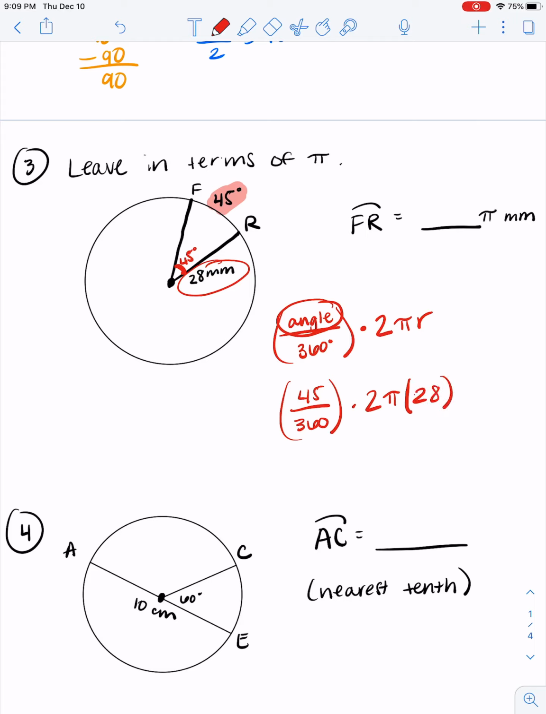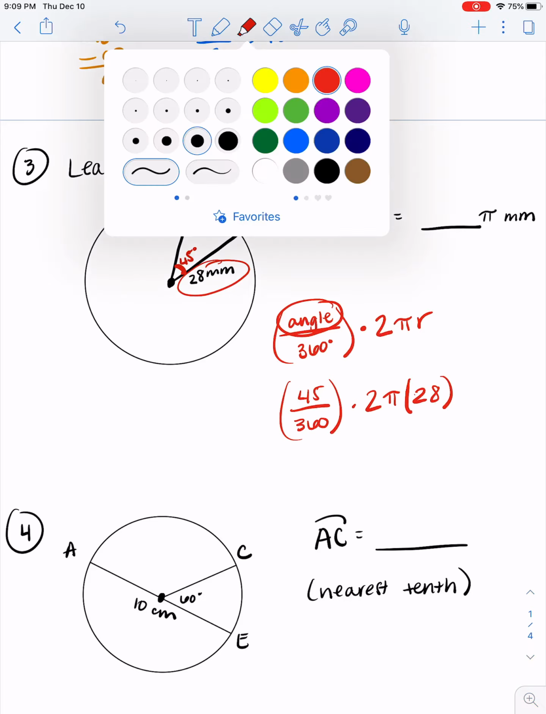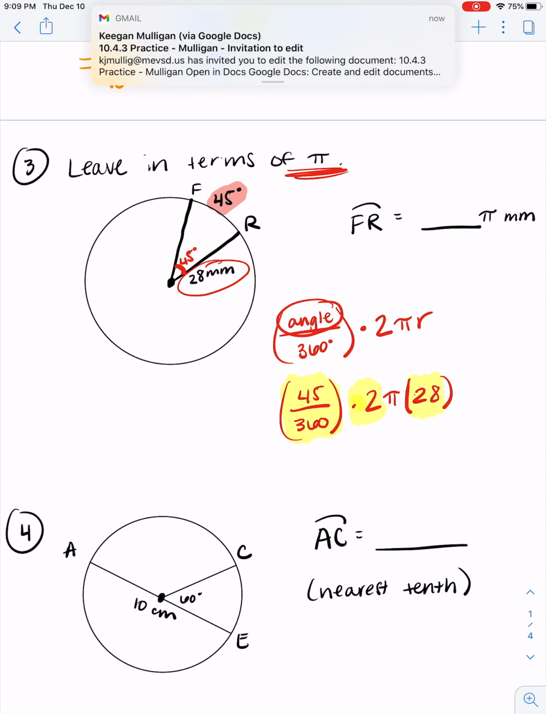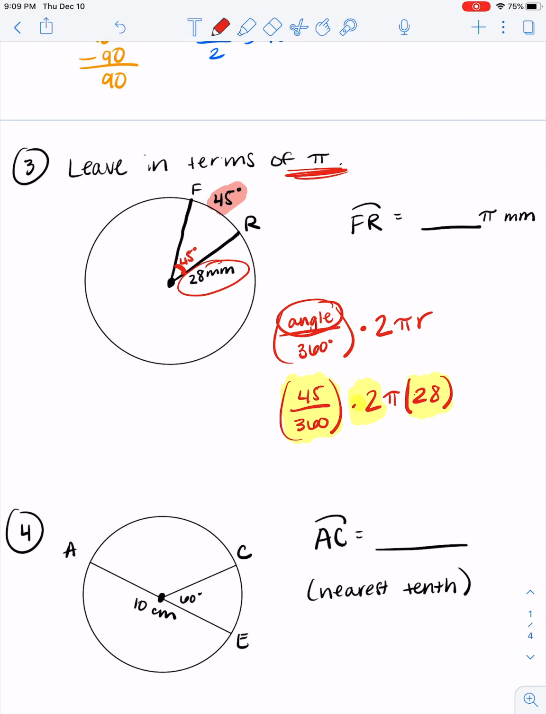Now, when I do this, it says leave it in terms of pi. What that means is that basically I'm gonna multiply all the numbers. So I'm gonna multiply the 45 out of 360 times 2 times 28, but I'm gonna leave the pi alone. So in my calculator, I'm just going to enter exactly like that. So parentheses 45 out of 360 times 2 times 28. I just don't multiply the pi, and I get 7. So it's 7 pi millimeters is the arc length around the outside, okay?